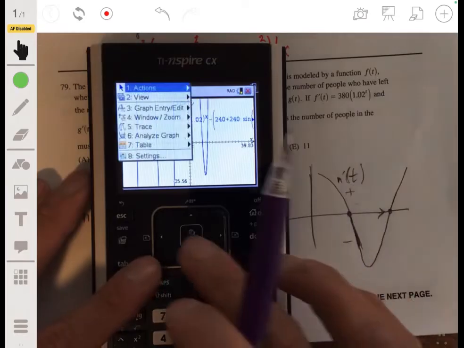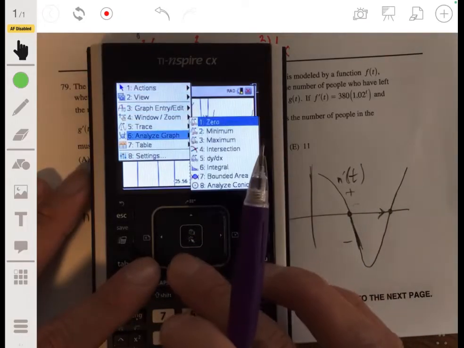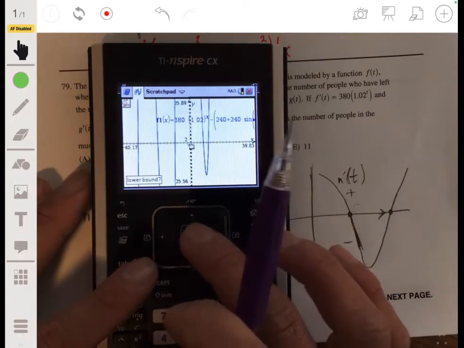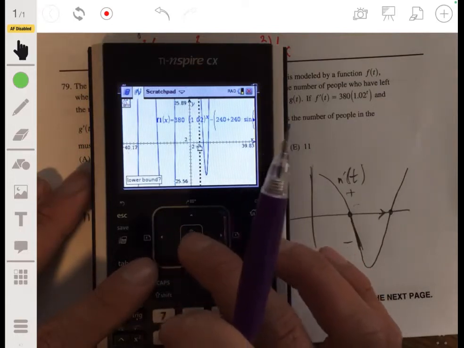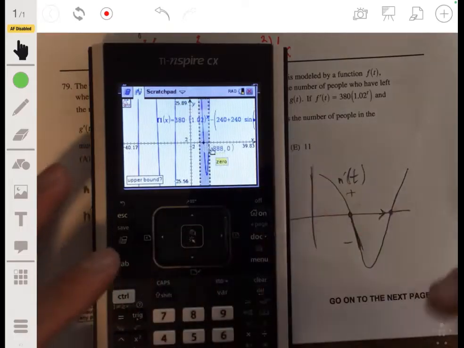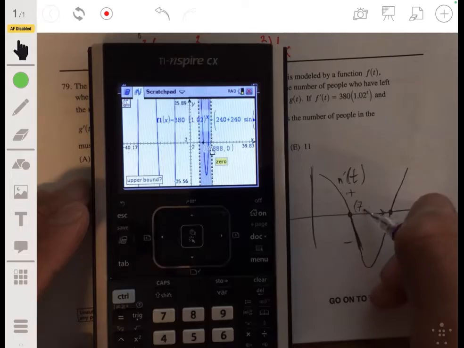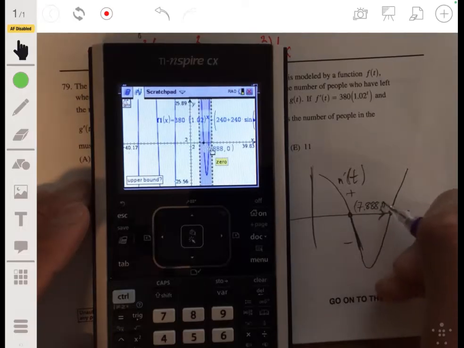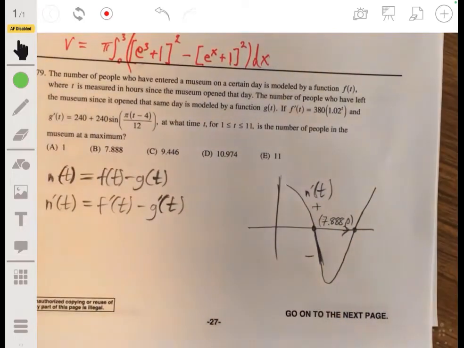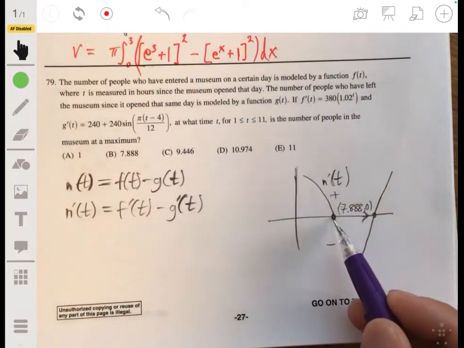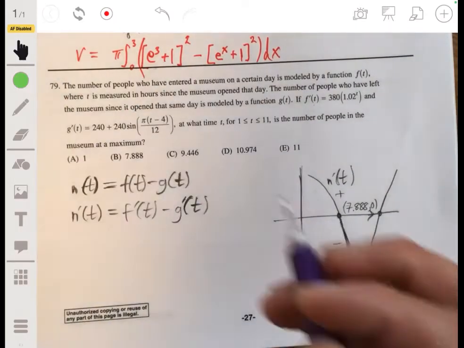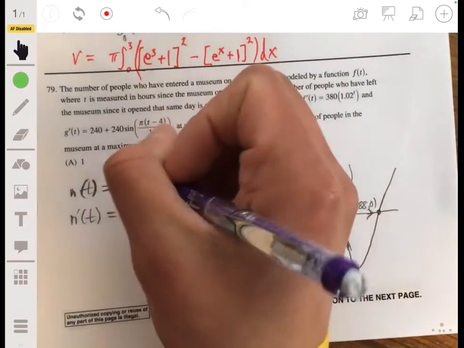So let's find where that zero is. You can see it's about 7.888. So it's going to reach its maximum number of people at 7.888 hours after it opens. So the answer is B.